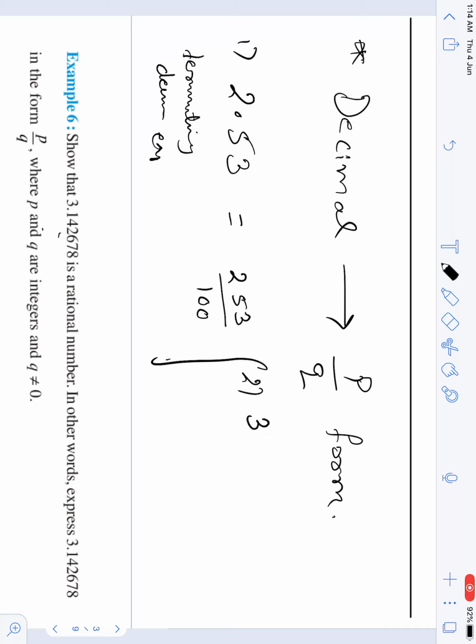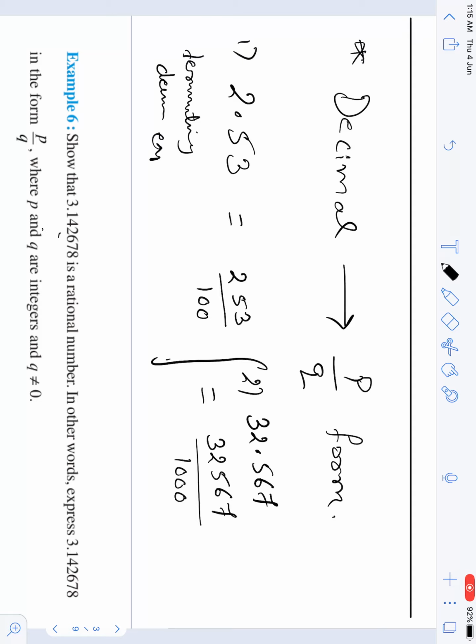Suppose we have 2.567. Now it can be written as, you have to write the digits as it is, 2567. Now you have to see how many digits are present after the decimal. It can be seen that 1, 2 and 3 digits are present after the decimal. So in the denominator we write 1, 2, 3 zeros.